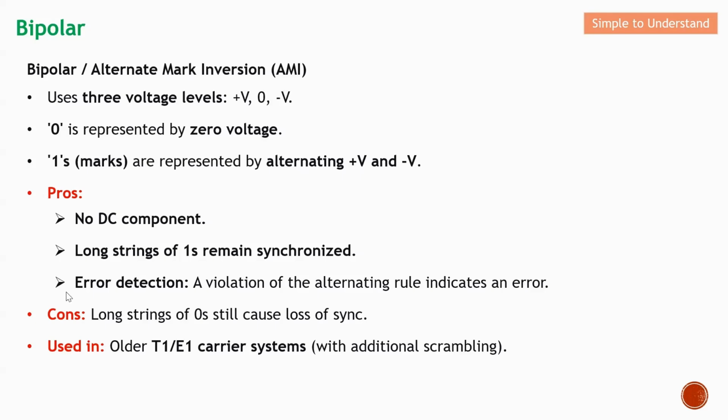Coming to the negative side, if, let's say, I have long strings of zero, then I will still have a chance of losing time synchronization. But with a long string of one, I'm okay. But with a long string of zero, I will still have this effect of losing time synchronization. So they are actually used in the older T1, E1 carrier systems with additional scrambling. I'll come into more detail on this bipolar.